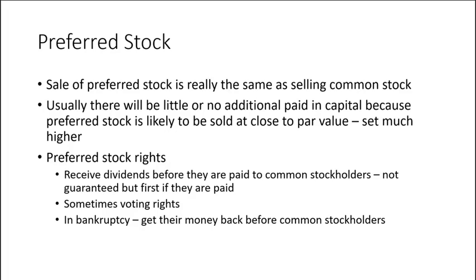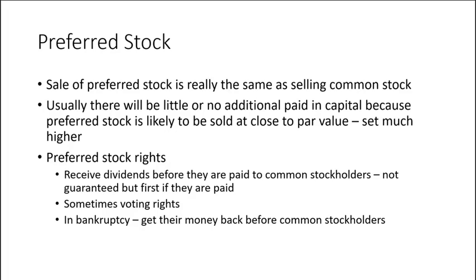Why would someone want preferred stock versus common stock? They receive dividends before they are paid to common stockholders. That's where their preference comes in. They're not guaranteed. Nobody has to pay dividends. The dividends are determined by the board of directors. But you can't give any money to the common stockholders until you have given all the preferred stockholders what they have been promised.